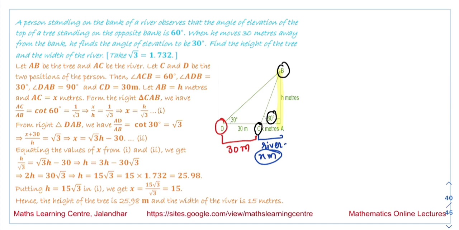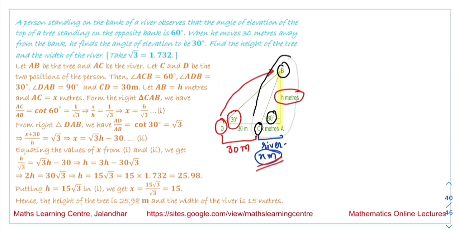When he moves 30 meters away, now he has moved 30 meters away and reached at this point D, he finds that the angle of elevation is 30 degree. He is observing the same point B and he obtains that this angle is 30 degree. Find the height of the tree and the width of the river. So we are saying the width of the river we have assumed it is x and height of the tree we are assuming it is h.